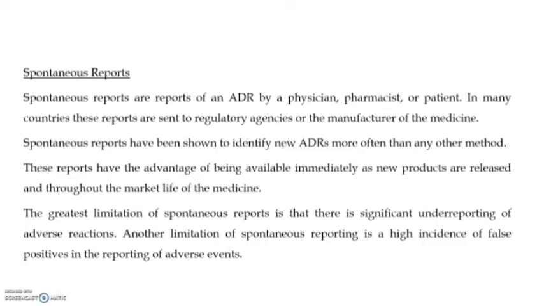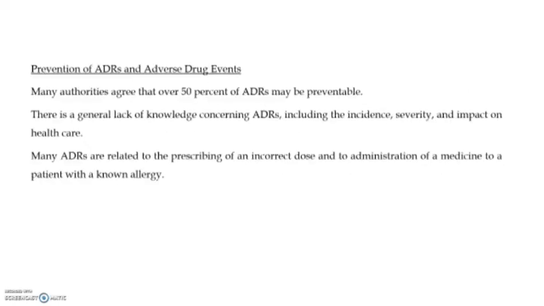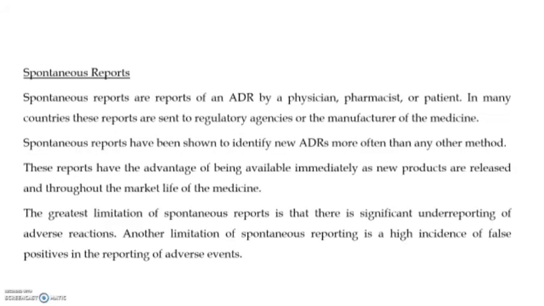And post-marketing surveillance may involve evaluation by two types. One is spontaneous reports and another one is adverse drug reaction and adverse drug event. Spontaneous reports are the reports of an adverse drug reaction by a physician, pharmacist, or a patient. In many countries, these reports are sent to regulatory agencies or the manufacturer of the medicine. Spontaneous reports have been shown to identify new adverse drug reactions more often than any other method. These reports have the advantage of being available immediately as new products are released and throughout the market life of the medicine.